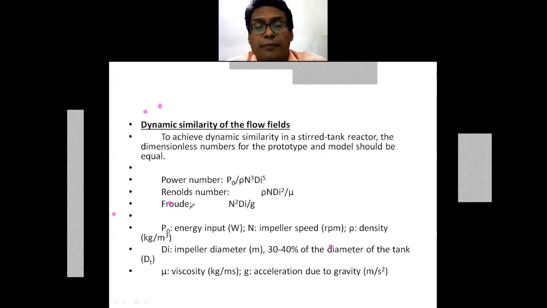power requirement. So P0 is the energy input in watts, N is the speed of rotation, and rho is the density in kg per meter cube. Then Di is the impeller diameter in meters, that is 30 to 40% of the diameter of the tank. Then mu is the viscosity, and g is the acceleration due to gravity.